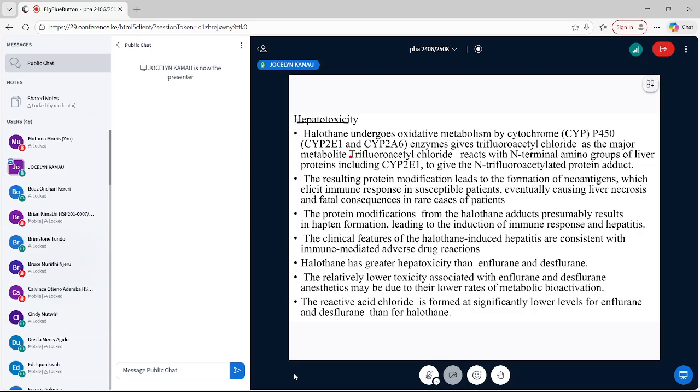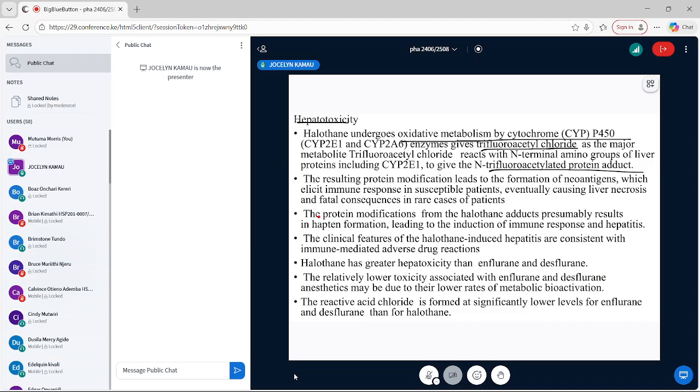Halothane undergoes oxidative metabolism through cytochrome P450, especially cytochrome 2E1 and cytochrome 2A6 enzymes, giving trifluoroacetyl chloride. And you can see it's trifluoroacetyl chloride. The carbon has a delta positive charge, and therefore it is a very strong electrophile. As the major metabolite, trifluoroacetyl chloride reacts with the N-terminal amino groups of the liver proteins, including cytochrome 2E1 itself, to give the N-trifluoroacylated protein adduct, and that is what will result in the hepatotoxicity.